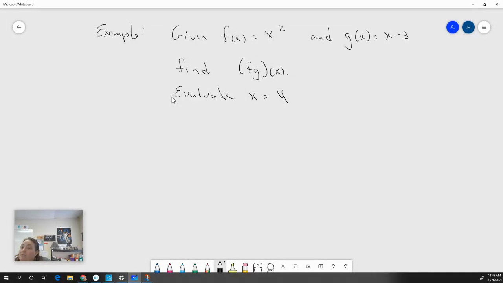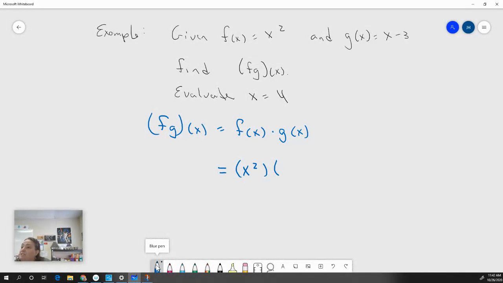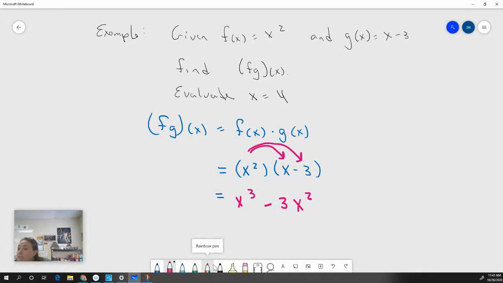Well, we know that we're looking for f times g of x, and that equals f of x times g of x, right? So I'm just going to multiply these. Okay, well, my f of x is just x squared, right? And I'm going to multiply that times my g of x. Well, my g of x is x minus 3. So this is becoming a distribution problem, right? Let's do another color here. So I have to take this x squared and I have to multiply it times x. Well, that just gives me x cubed. Then I have to take this x squared and multiply it times negative 3, which gives me negative 3x squared, right? That's all there is to solving the multiplication part of this problem, right?